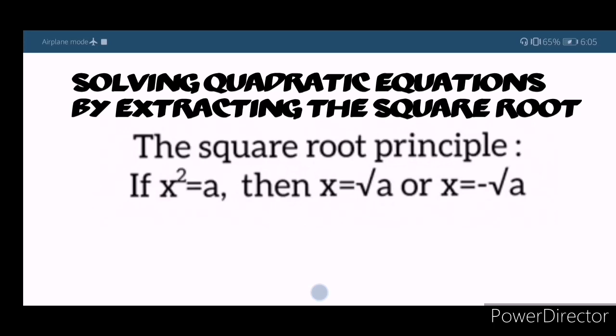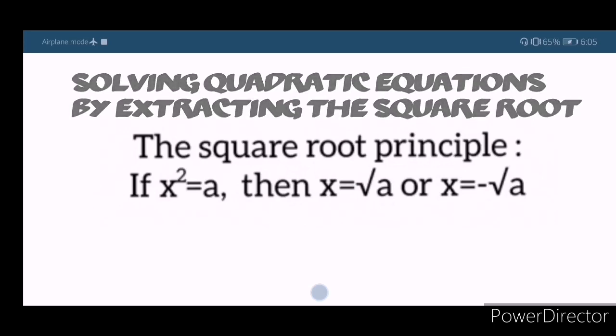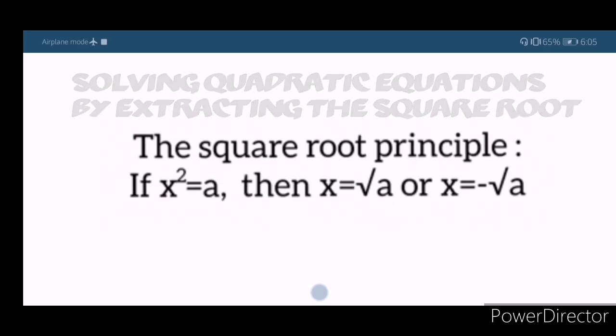So para mas maintindihan ninyo, let's have a series of examples on how we solve quadratic equations using extracting the square root. So meron ako ditong probably 8 examples na ipapakita sa inyo from basic to complex examples para mas maintindihan ninyo kung paano ba tayo nagsosolve ng quadratic equations by this method. Okay, so I hope you finish watching from start to end para malaman ninyo kung ano nga ba yung way ng pagsosolve using this method.